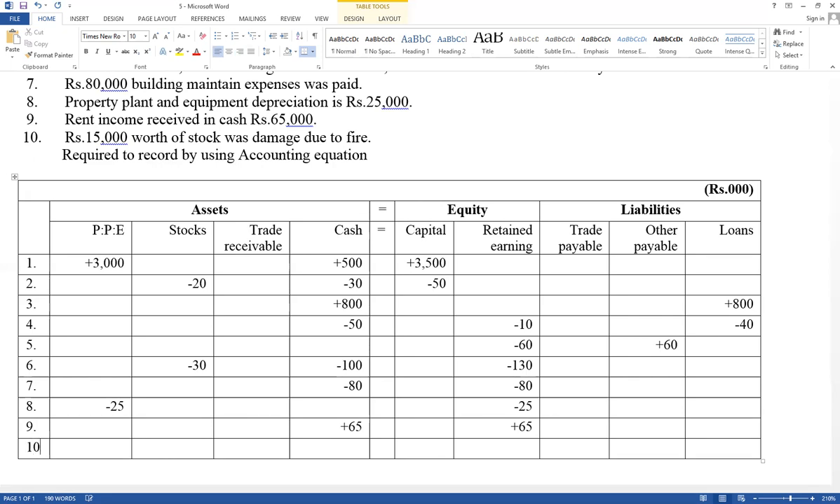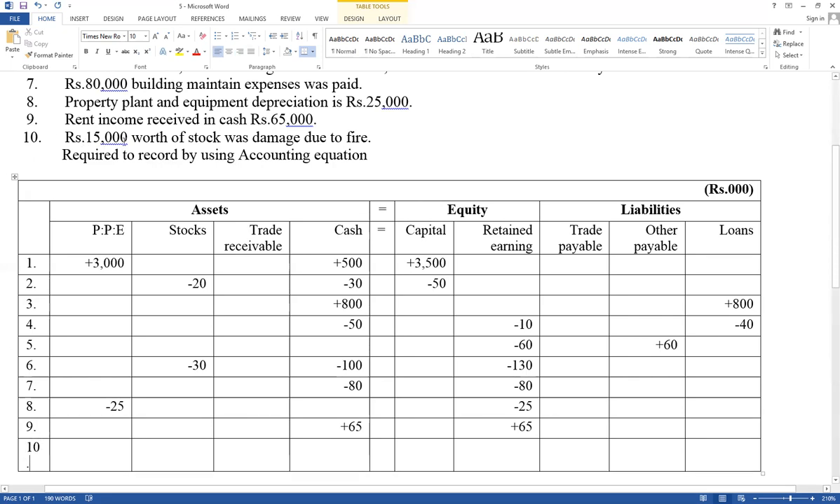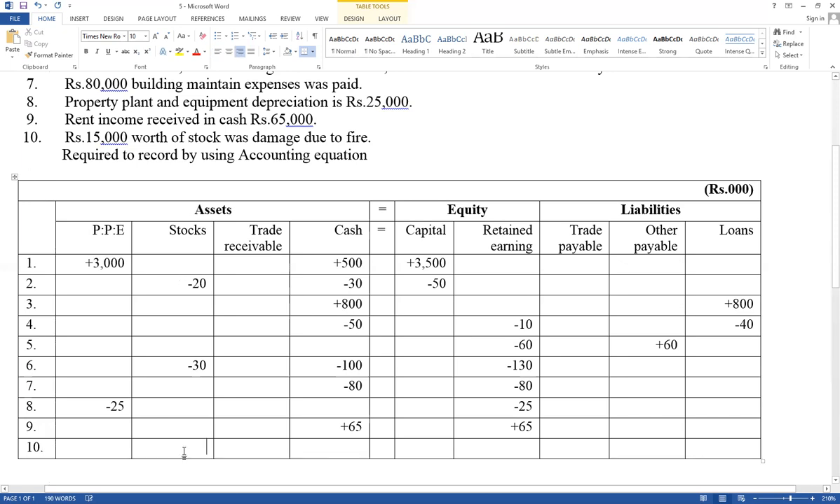Then think about the last transaction, the 10th. Rupees 15,000 worth of stock was damaged due to fire. Damaged stock affects stock. As a result of damage, stock decreases by 15,000. And damaged stock is also an expense. Therefore, the expense should be recorded under the retained earnings column. Retained earnings also decrease due to the damaged stock. Damaged stock is an expense: stock decreases as well as retained earnings decrease.